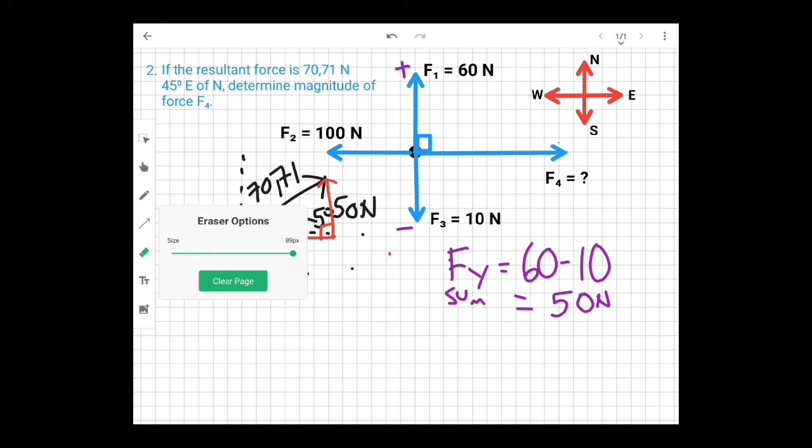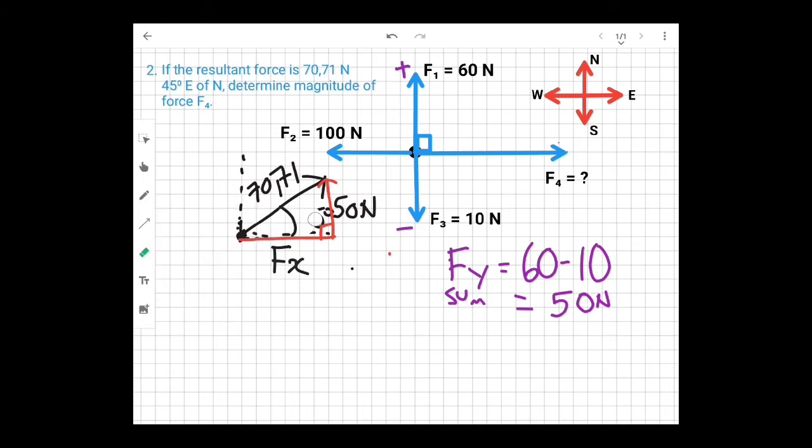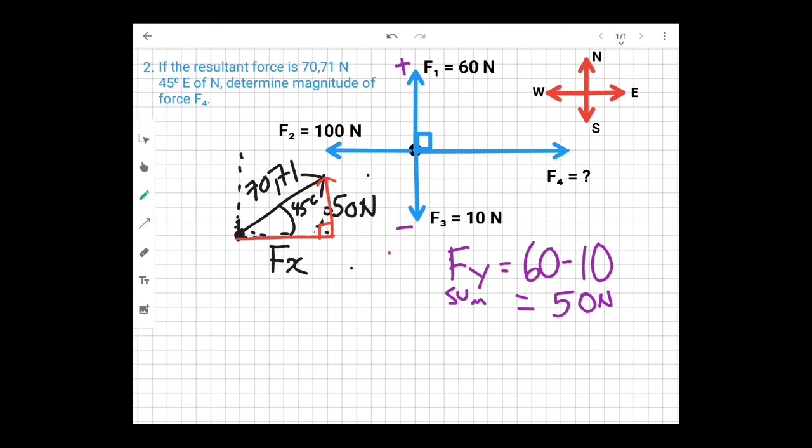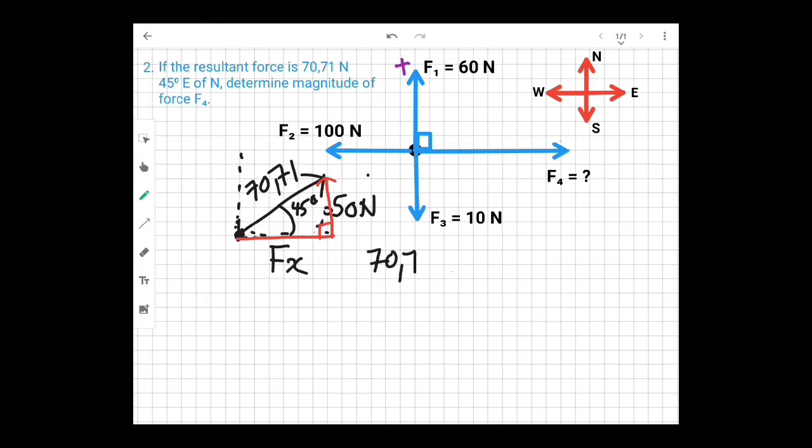So now I've got two sides of the right angled triangle with an angle there of 45 degrees. To work out Fx is now easy. How am I going to work out that side of that right angled triangle? I could use the theorem of Pythagoras. It's a right angled triangle. I could use the theorem of Pythagoras, which says the hypotenuse squared, the 70,71 squared, should be equal to 50 squared plus Fx squared.